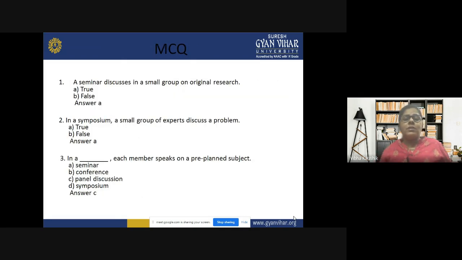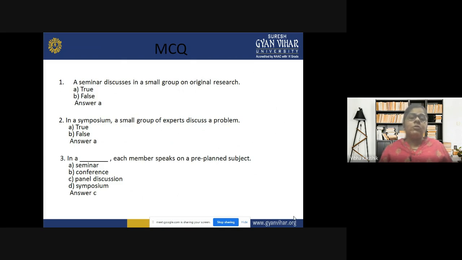Now, let us discuss some MCQs, as MCQs are the best tools to know the learning outcomes of the learners, to know how much a learner has understood a particular concept. Now, the first one: a seminar discusses in a small group on original research. You have to state whether this statement is true or false. The options are A true, B false.